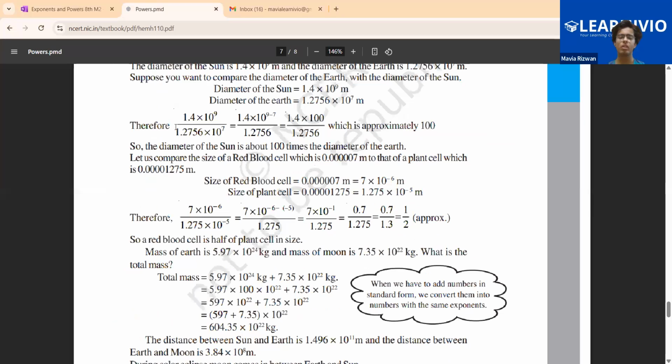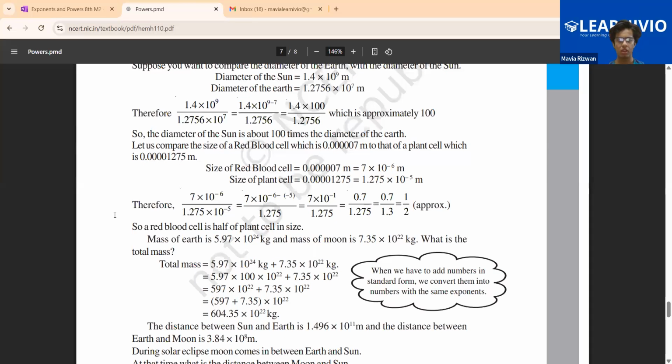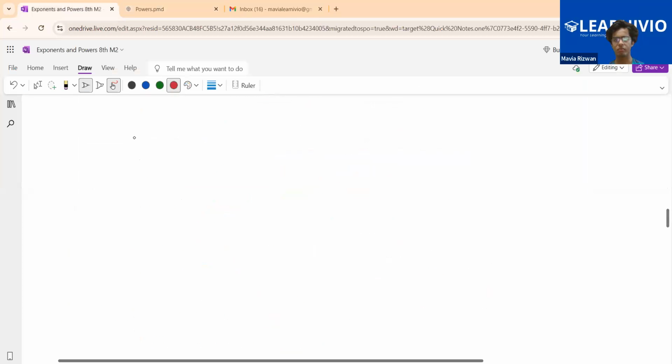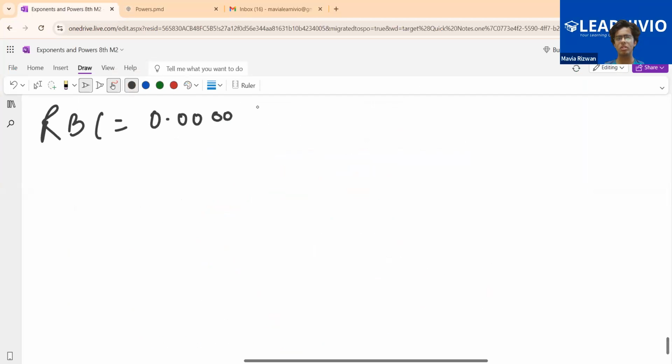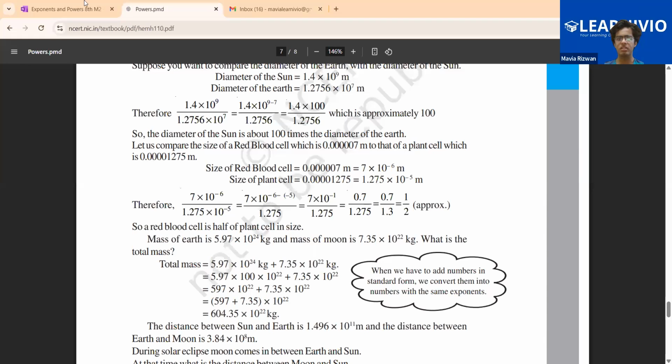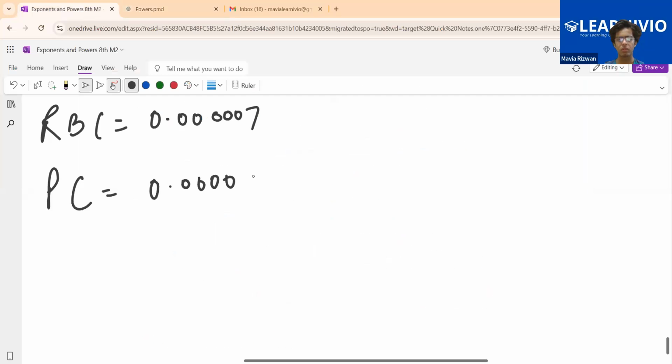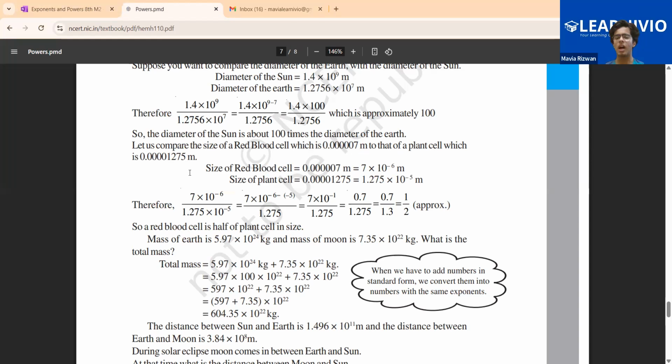See, the same they have done here. Now they are saying, let us compare the red blood cell, which is 0.000007, and the plant cell, which is 0.00001275. Now we have to compare both of them. So how do we compare them?